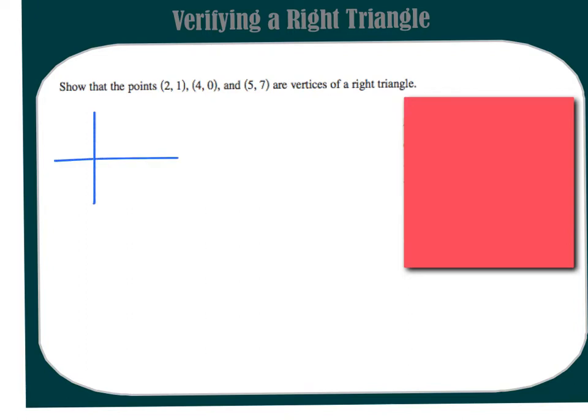(2, 1) is in what quadrant? First. Now, it doesn't have a name yet, so what do you want to call (2, 1)? A. All right. And (4, 0), where's that located? On the x-axis. What do you want to call it? B. (5, 7) goes a little higher. What do you want to call it?